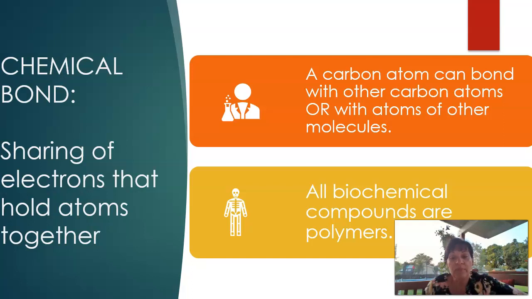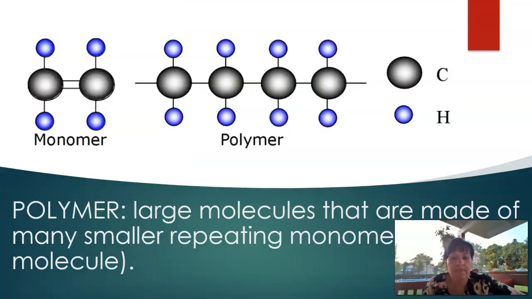All biochemical compounds are called polymers. If you remember the root word polymer from maybe before, poly means many. So polymers are many compounds put together, okay? A polymer is a large molecule made of many small repeating molecules called monomers, mono means one. So on this diagram, you can see there's a monomer, and then when you start putting them together, you start getting the polymers.